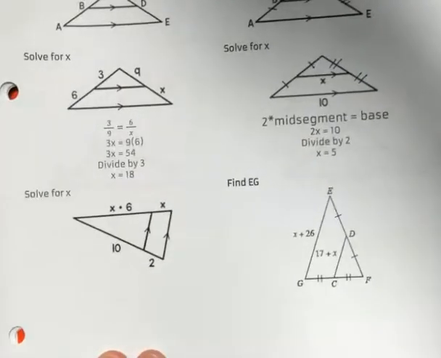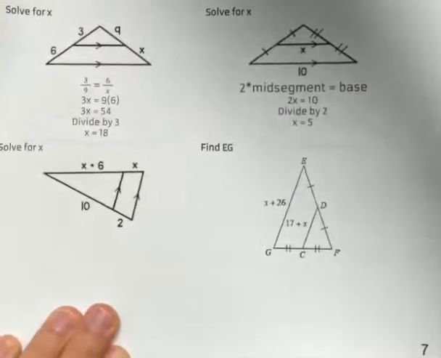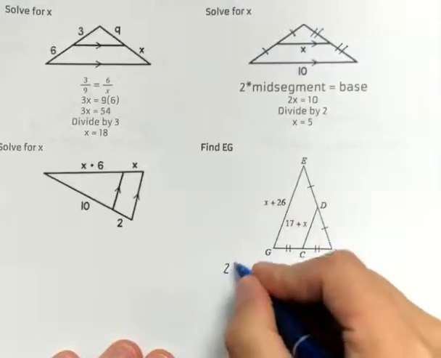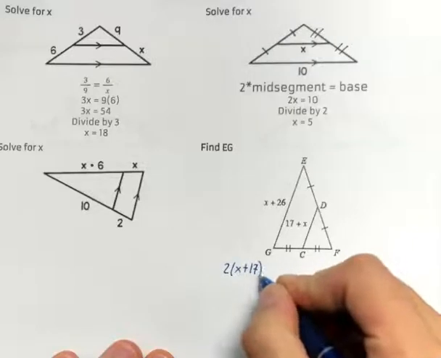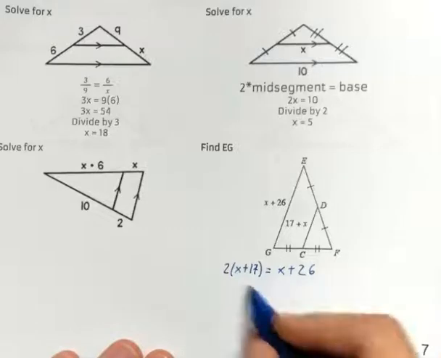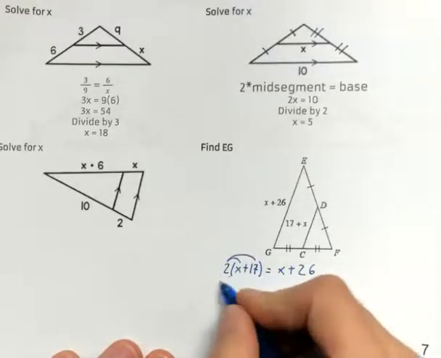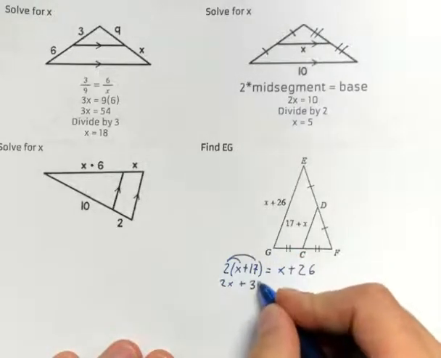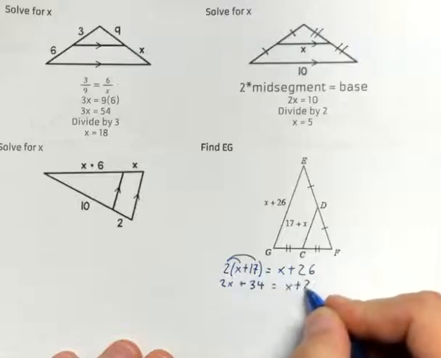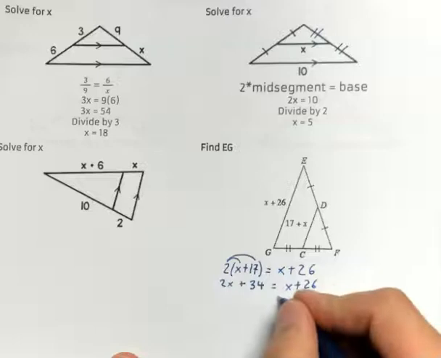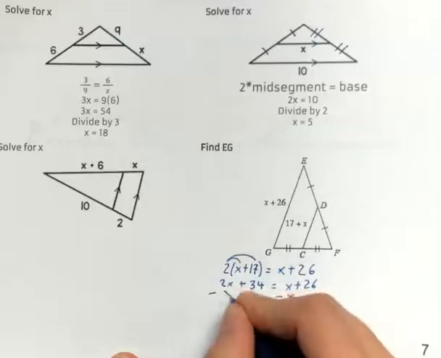Let's practice that with this problem right here. So here's my midsegment, CD. So 2 times x plus 17 is equal to my base, which is x plus 26. I'm going to go ahead and distribute that 2. I get 2x plus 34 is equal to x plus 26. I want to have my x's on one side and my numbers on the other, and I'm going to move my x's to the side that has the bigger number in front of the x's. So I'm going to go ahead and move this x over to this side.